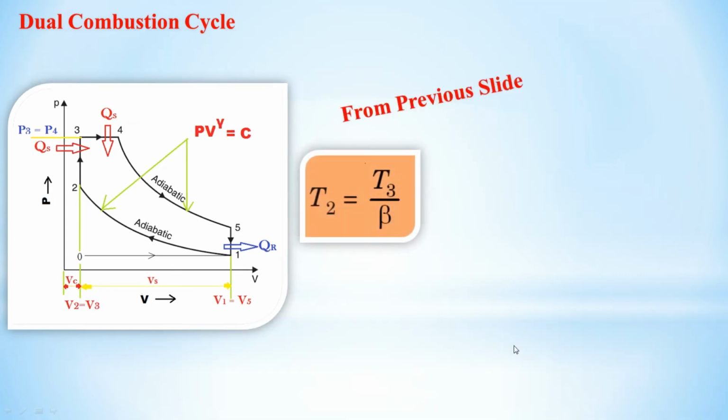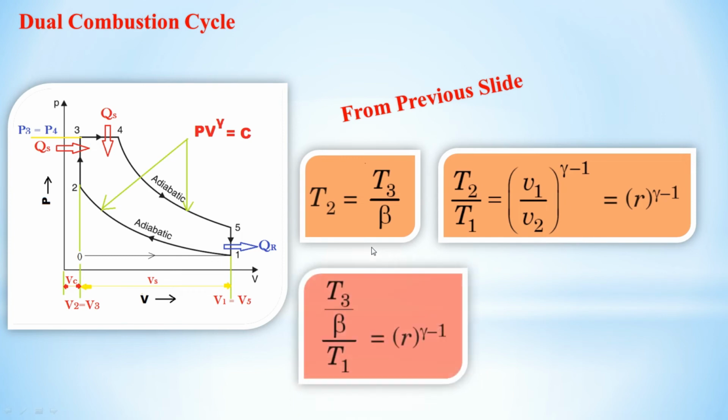From the previous slide, we have already derived the relation T2 equal to T3 by beta. We have also derived the relation for process 1 to 2, an adiabatic process: T2 by T1 equal to V1 by V2 raised to gamma minus 1, and V1 by V2 equal to r. So T2 by T1 equal to r raised to gamma minus 1. Our objective is to convert all the terms into T3, and we need to calculate the value of T1 in terms of T3. So further we are using this equation to calculate the value of T1.